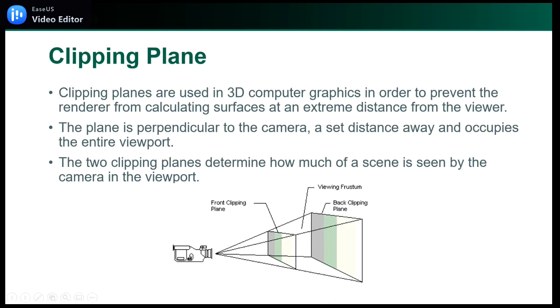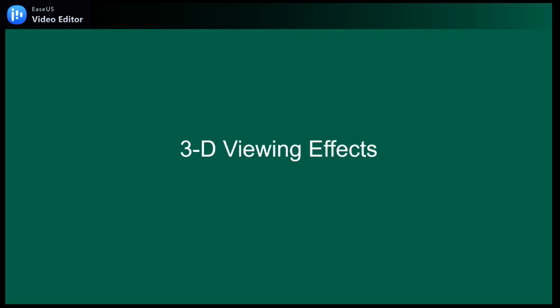In the figure, we can see there are two clipping planes. One is the front clipping plane, the other one is the back clipping plane. Everything that's in between these two planes is going to be rendered, and that is something the user will be able to see.